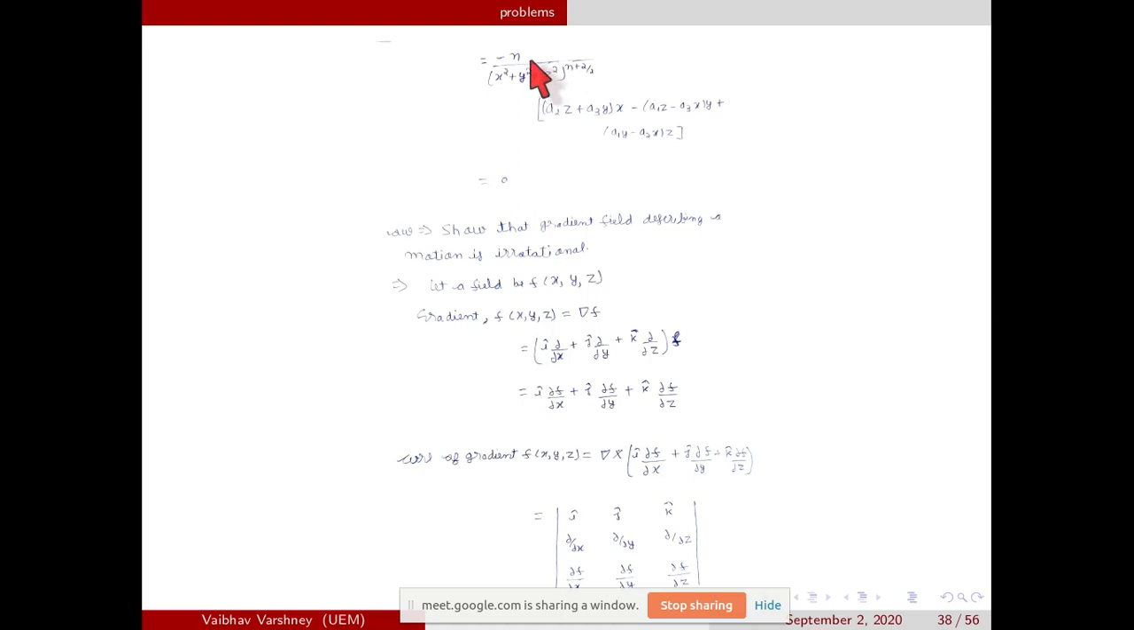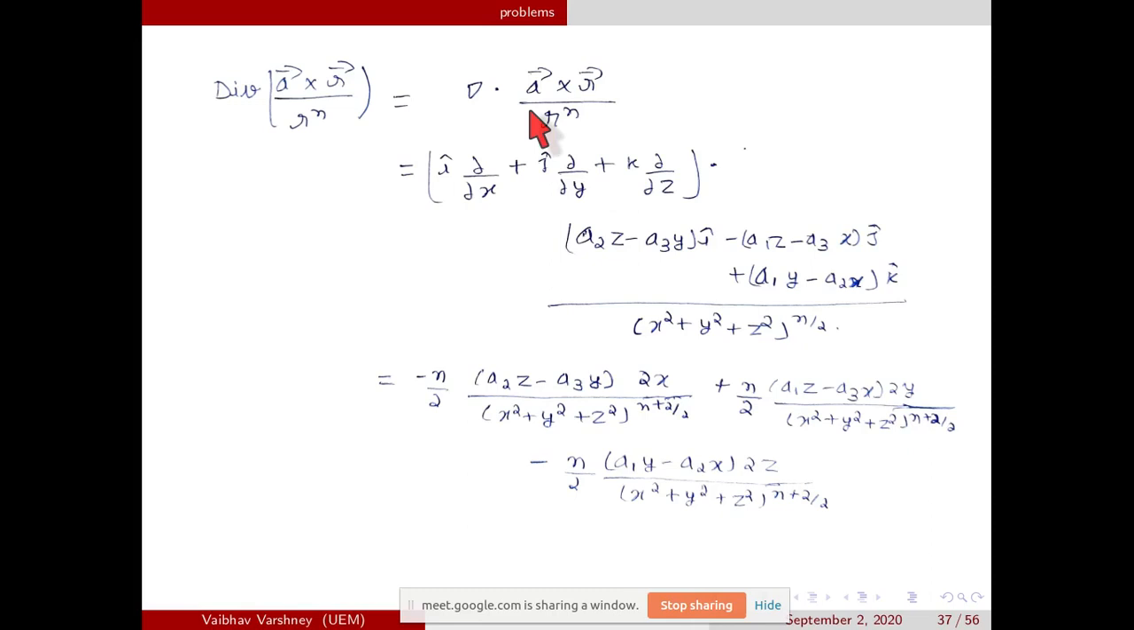Sir, I was only telling that from the beginning the whole divergence is coming 0 only. From the beginning, how did you get it 0 without solving? That's what I didn't understand. Sir, see, i cap del by del x of (a2z minus a3y) by (x square plus y square plus z square) whole to the power n by 2. Sir, in that term there is no x term, so the numerator is coming 0. So automatically the whole thing becomes 0 only.